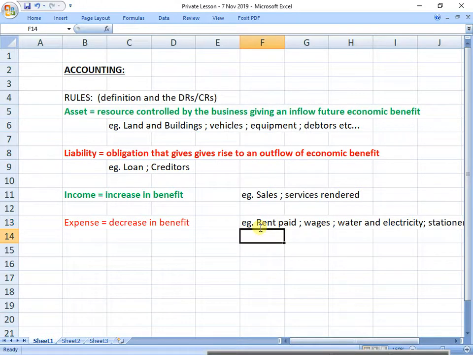Stationery. Okay, stationery you see as an expense because you use it up. It's a decrease in benefits. The pens and pencils that you use. If I use a pen, the ink is going to run out. If I use a pencil, the lead's going to run out. Those things basically run out once you've used it. That's something to consider.